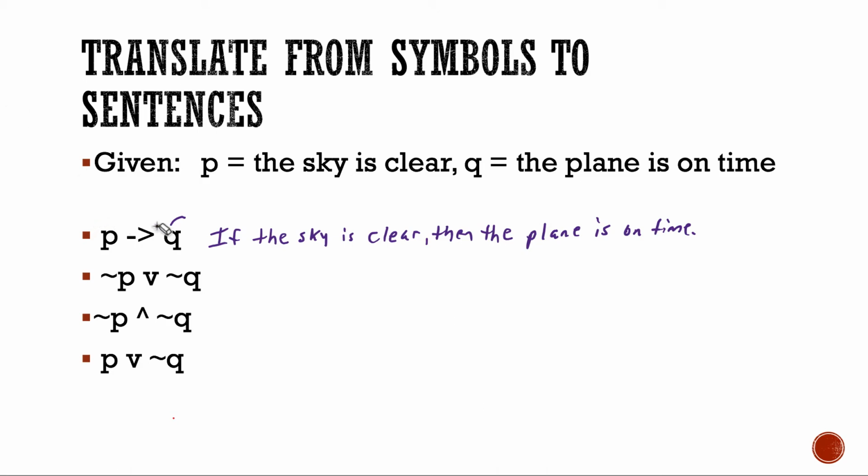The second one does a negation of P and Q with an or in between. So the negation of P is that the sky is clear. The negation will be the sky is not clear. We'll put our or statement in between. And then we're going to do the negation of Q. Q is the plane is on time. So we'll do the plane is not on time.